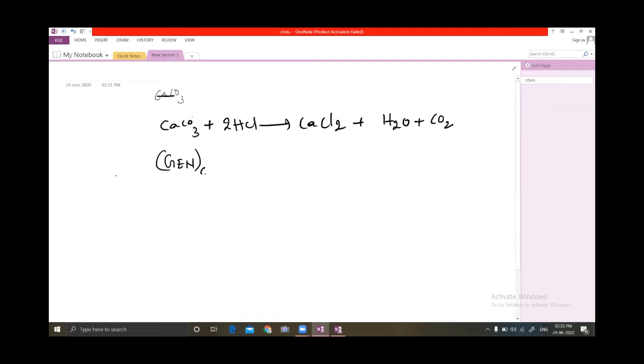I can write Gn of CaCO3 equal to Gn of HCl. You can write everything, sir. Gn of CaCl2. You can add water, CO2 also. Doesn't matter. Clear?